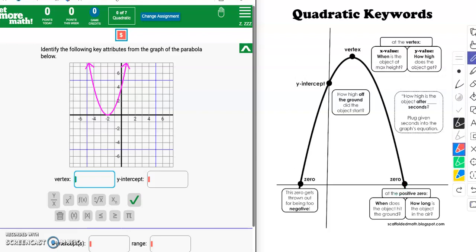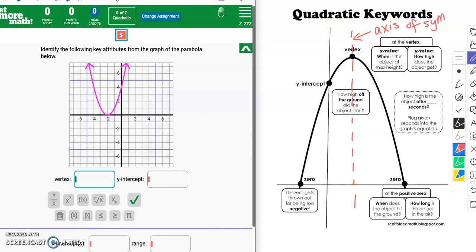So to throw in just one or two more vocabulary words here, this parabola is symmetrical. If I were to draw a vertical line down through the vertex and folded this parabola on that line, it would create two symmetrical halves. This line is known as the axis of symmetry. Okay, so that's a vertical line.